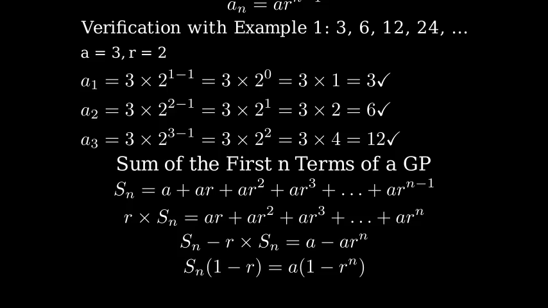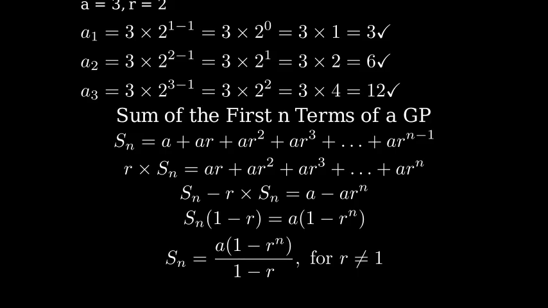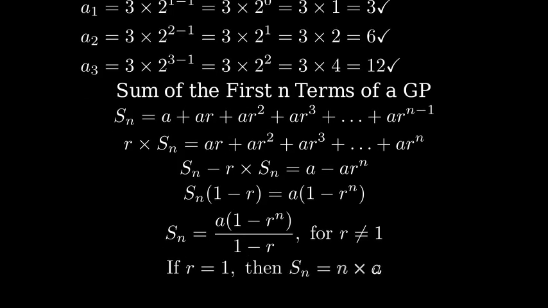Finally, dividing both sides by 1 minus r, we get S sub n equals a times 1 minus r raised to n, divided by 1 minus r, provided r is not equal to 1. For the case where r equals 1, the sum is simply n times a, since all terms are equal to a. If r equals 1, then S sub n equals n times a.